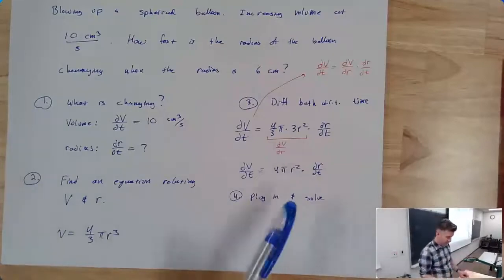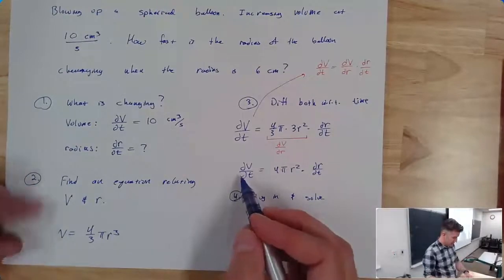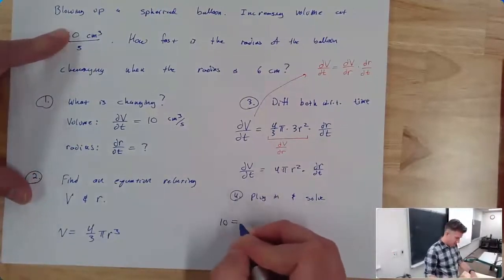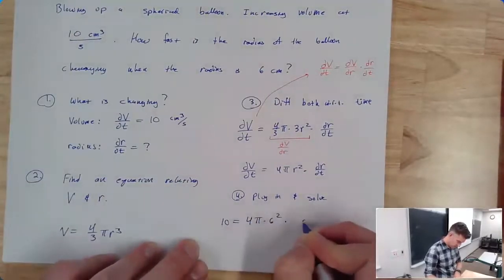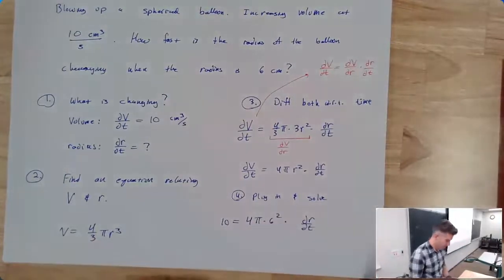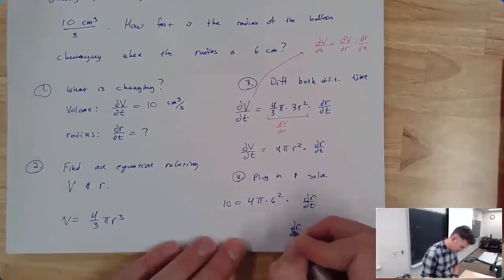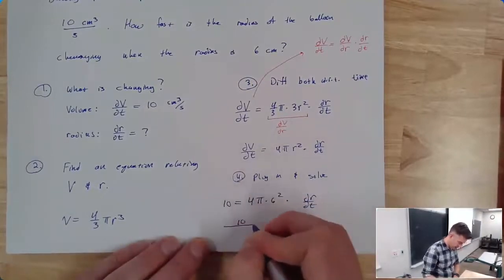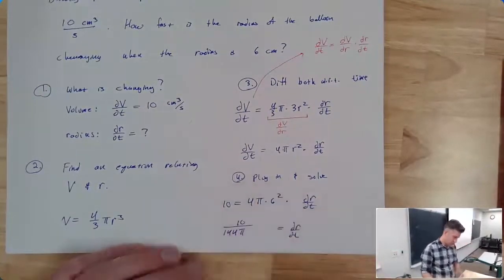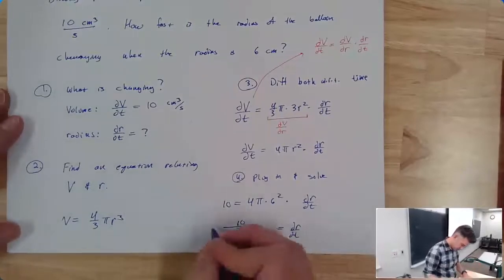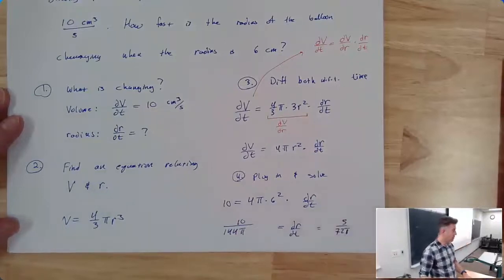So if we're trying to solve for dr/dt, that means we should be able to plug in for everything else. We know that dV/dt is 10, and we know that r is 6. So we've got everything we need. We have 10 equal to 4 times pi times 6 squared times dr/dt. So dr/dt is going to equal 10 divided by all that stuff. 10 divided by 4 times 36 is 144, so 144 pi, which you could simplify as 5/72 pi. And then we should throw on some units.